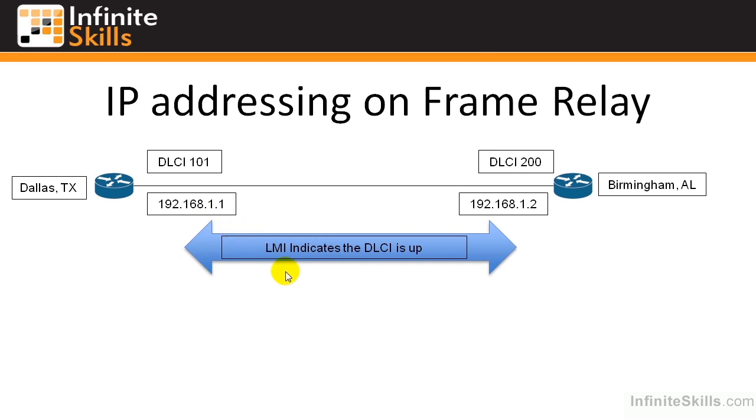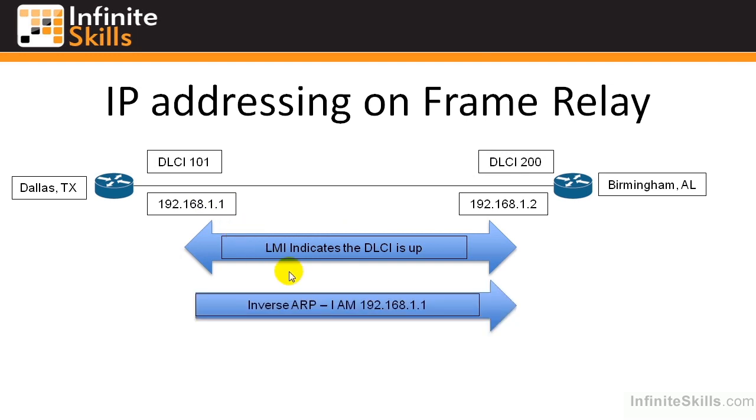At that point, each router broadcasts over that DLCI a message that says, hey, I am 192.168.1.1, and it sends it out DLCI 101. Now, if you'll recall our discussion, frame relay rips out that DLCI 101, substitutes DLCI 200, and drops it on the Birmingham router. Birmingham gets the message that I am 192.168.1.1, and it sees it's coming from DLCI 200. So Birmingham says, oh, DLCI 200 is how I get to 192.168.1.1. It puts that in the local frame relay map.